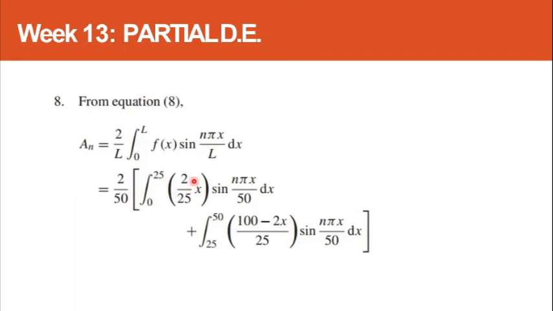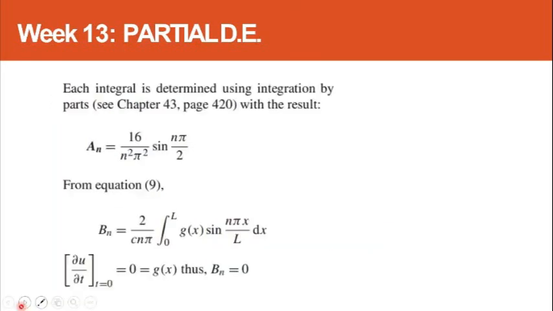And then, the formula based sa function, f of x natin is 2 over 25x. Given na rin to kanina. And we have the sine pi x over L. So, substitute lang natin yung value ni 50 for the L. Plus, the range from 25 to 50. And yung formula natin kanina, based sa problem natin, 100 minus 2x over the 25, given na rin to. And yung substitution lang, we have the sine n pi x over the L, which is the 50 again. So, yun. Diba?